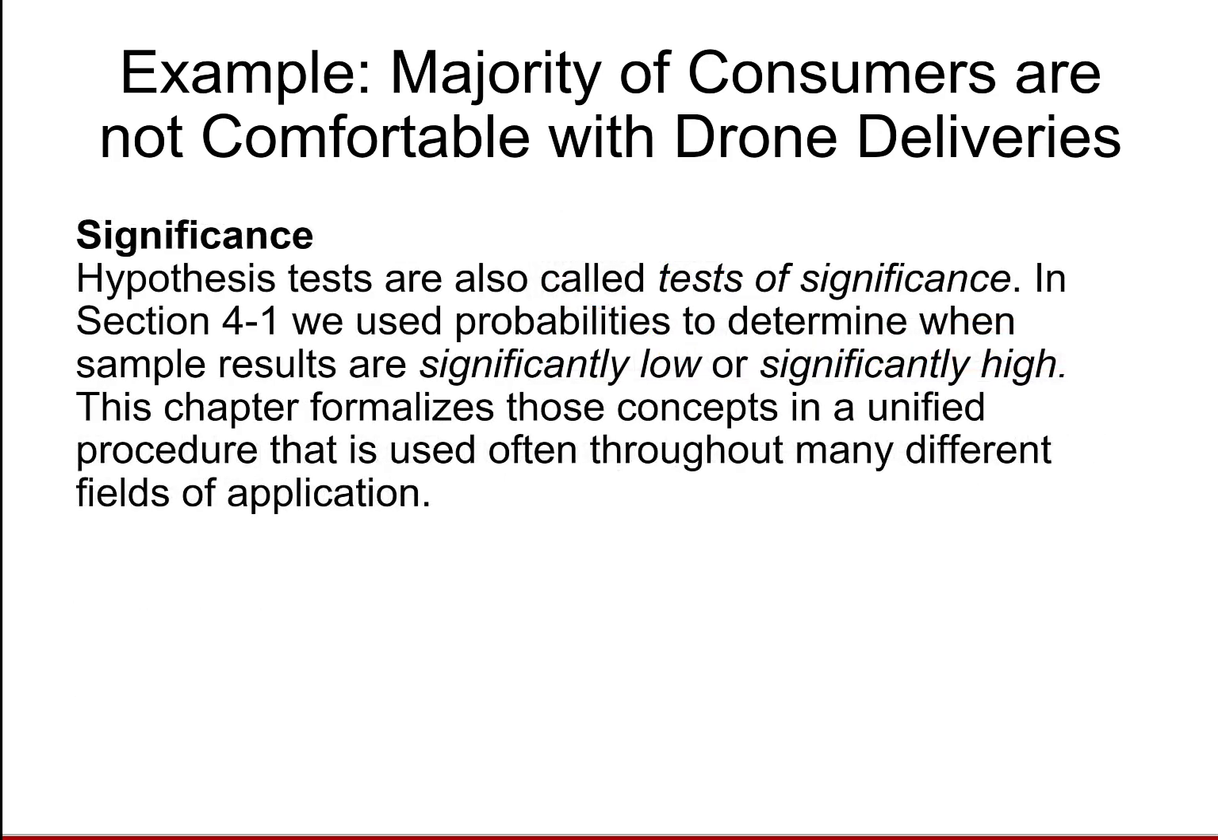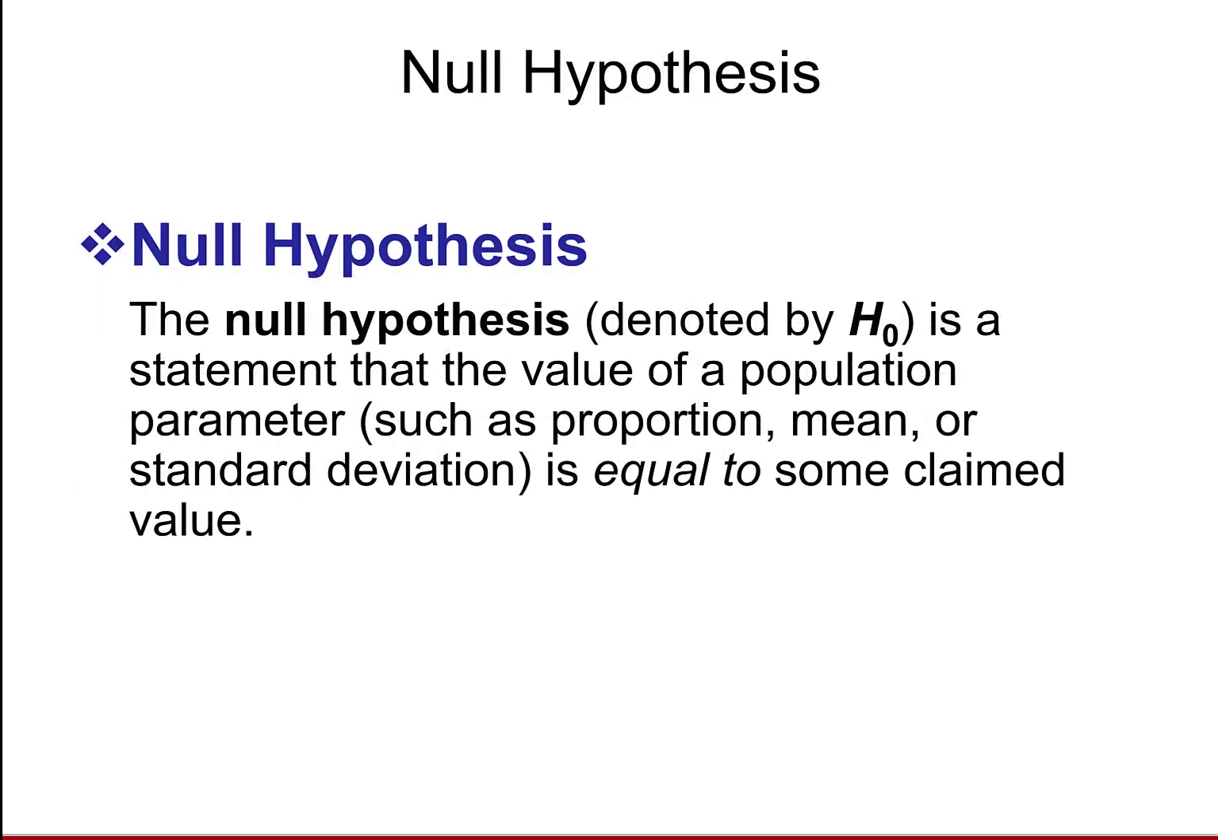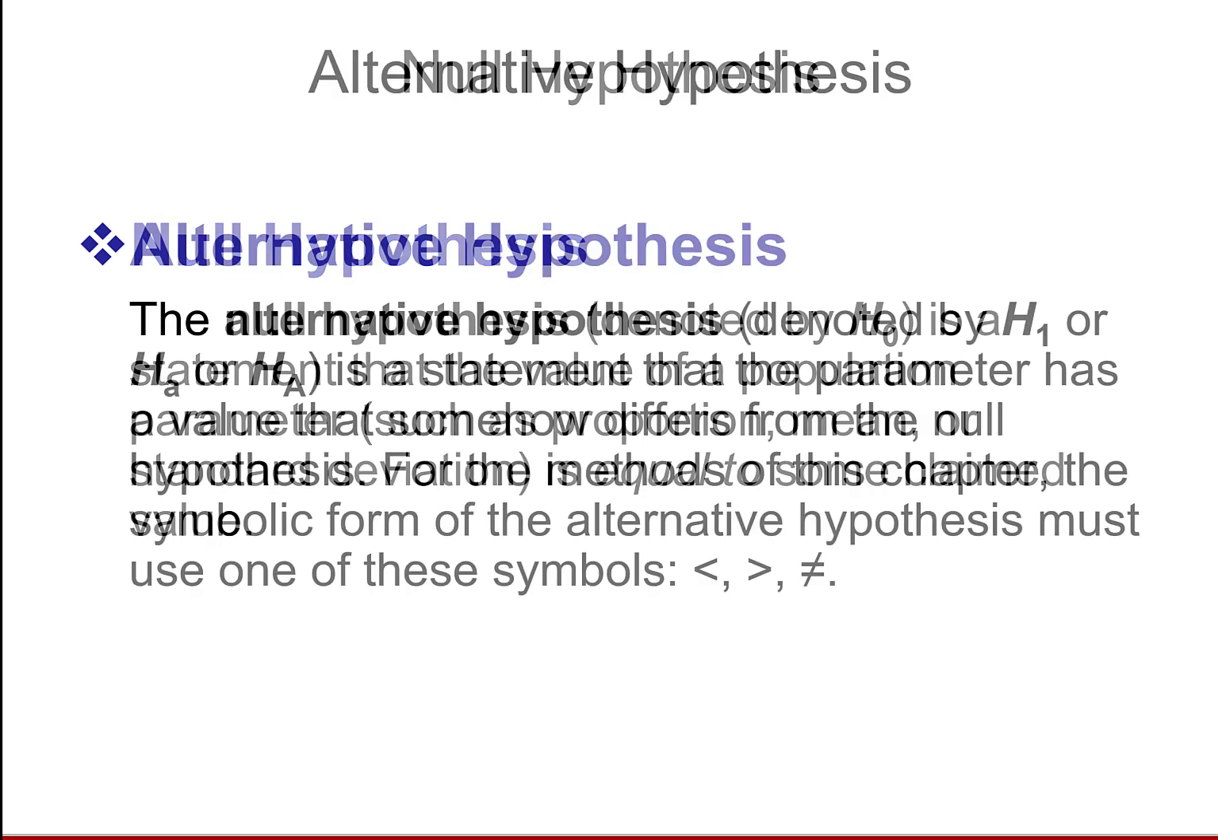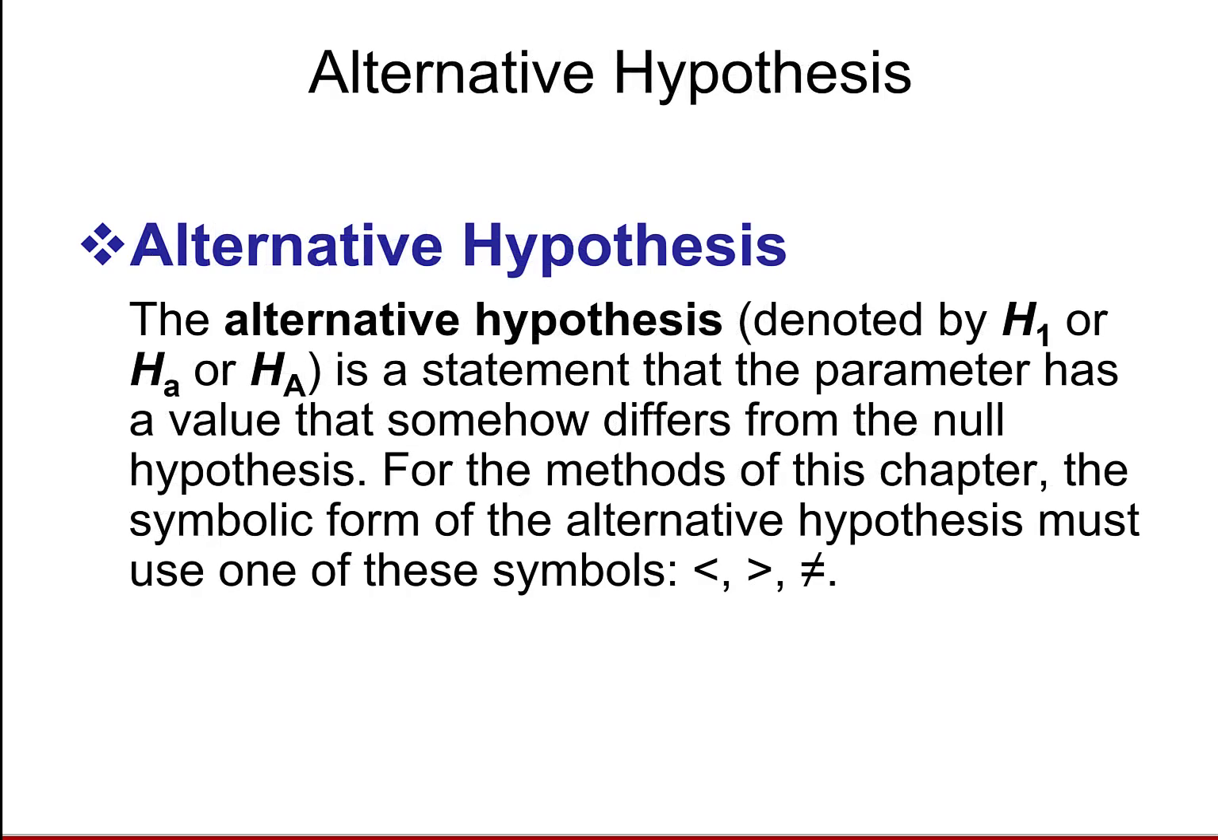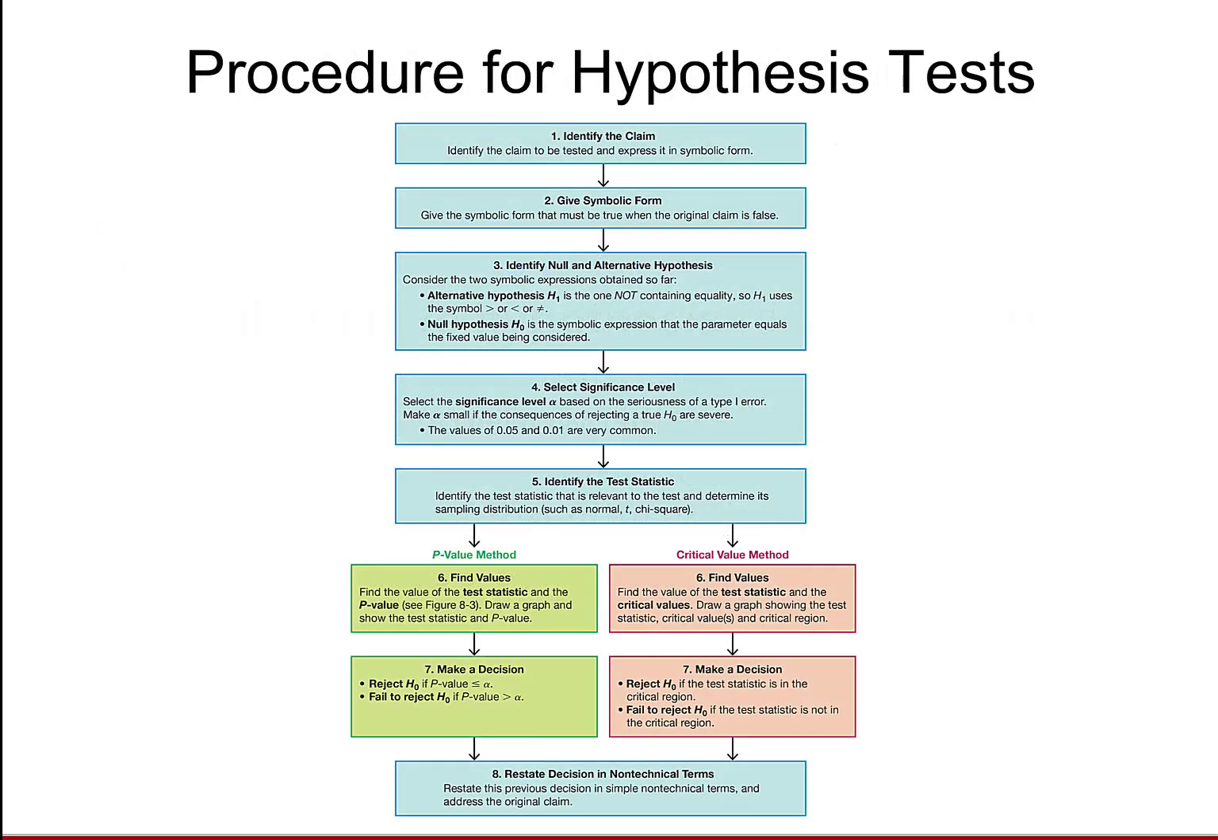Significance tests are also called hypothesis tests, also called tests of significance. In section 4.1, we used probabilities to determine when sample results were significantly low or high. This chapter will formalize those concepts. The null hypothesis, denoted as H0, is a statement about the value of the population parameter, such as a proportion, a mean, or a standard deviation, that's equal to some claimed value. The alternative is a statement that the population parameter has a value that differs somehow from the null. It could be less than, greater than, or not equal to. And here's a flow chart, and I'll let you look at that on your own, on how we're going to work on finding the results and setting up the hypothesis tests.